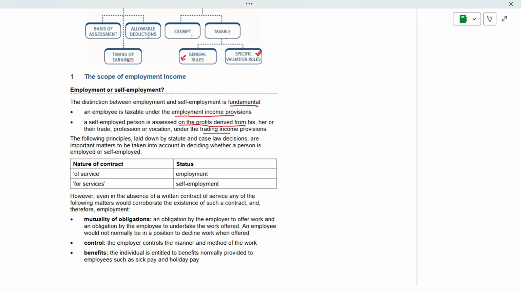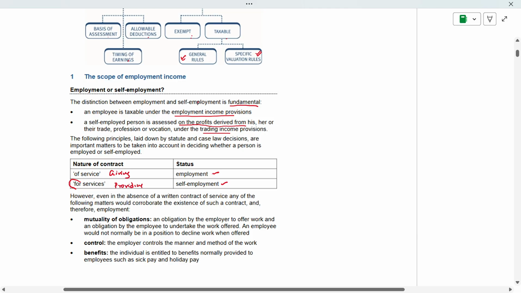The following principles laid down by the statutes and case law decisions are important matters to be taken into account, whether the person is employed or self-employed. First, the nature of the contract. If the nature of the contract is a contract of service, it is employment. For services, you are providing a service.